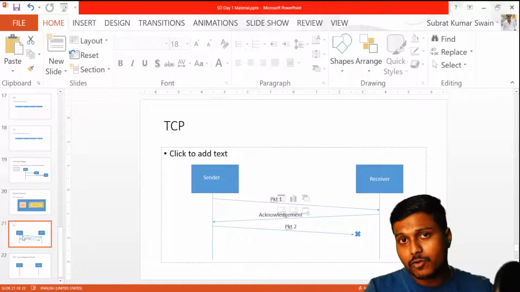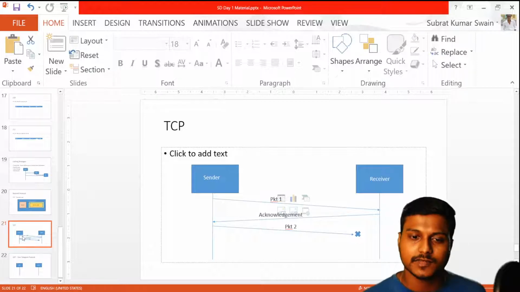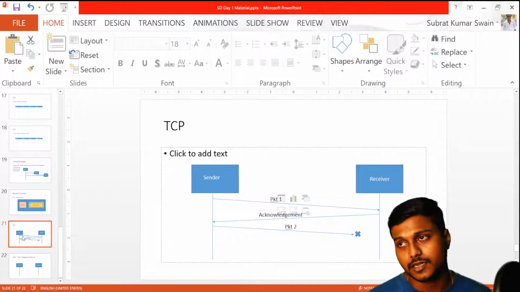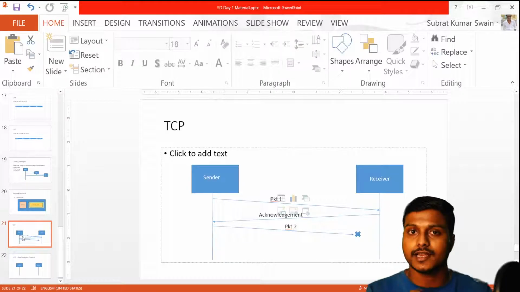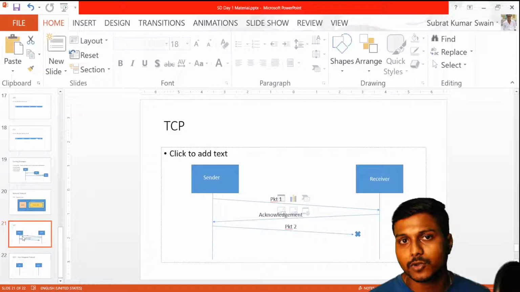So data won't be lost. TCP is very much reliable, but the process is slower, because you are sending data, waiting for the response, and then sending the next data. That's why it is slower.